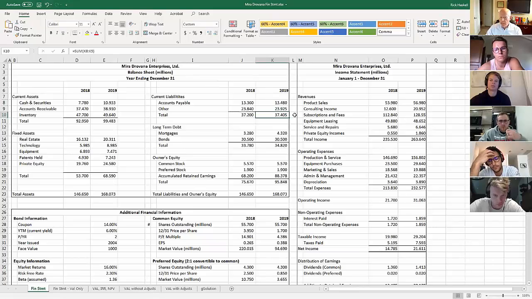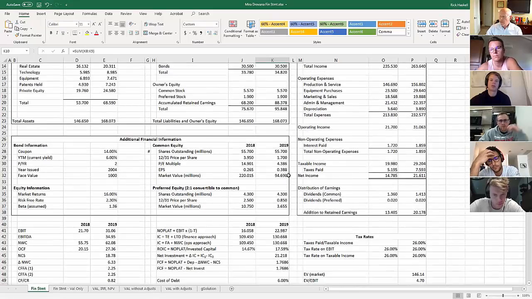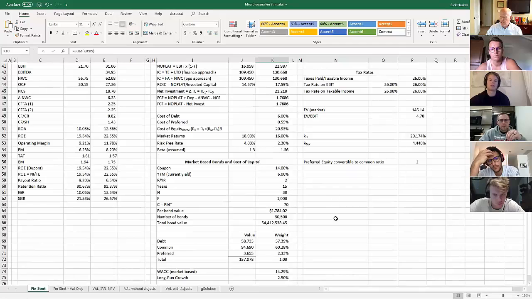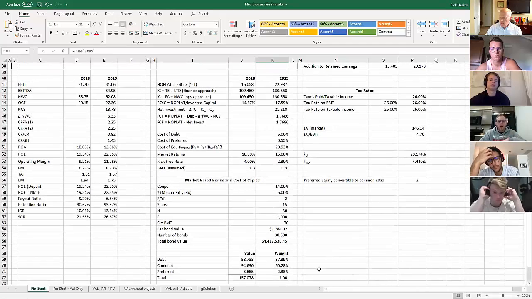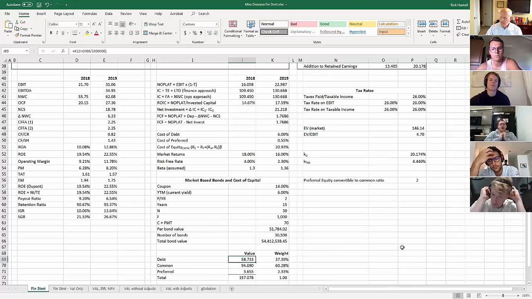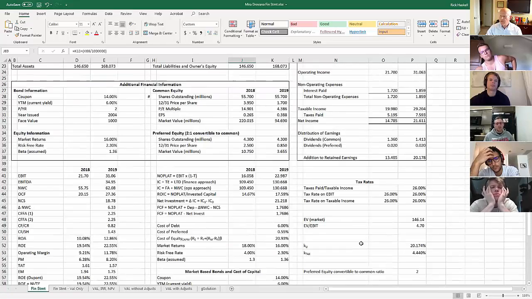Now, we know that's not the case for debt. We know for debt that we're going to actually come up with the market value of the debt. And we've done this many times now, but we've got a market value of debt here of 58.733. And so we see what's going on. Okay, this makes sense to us.